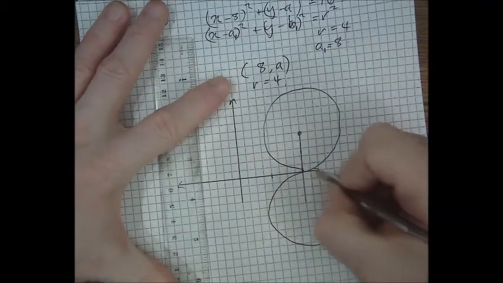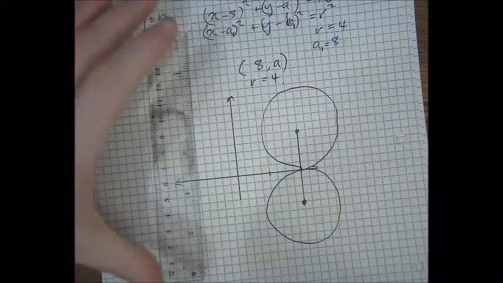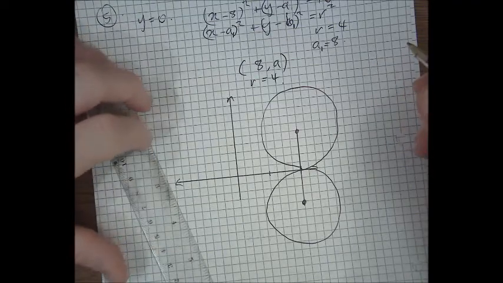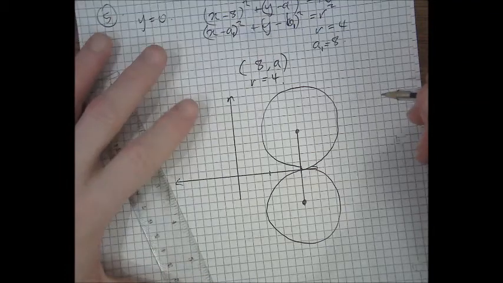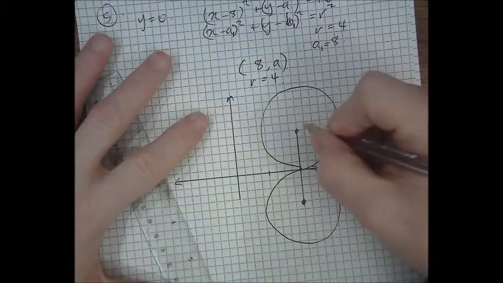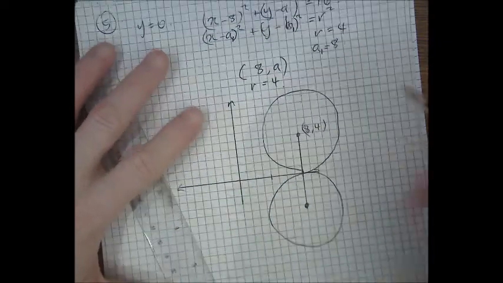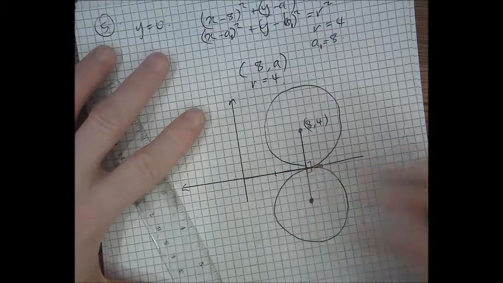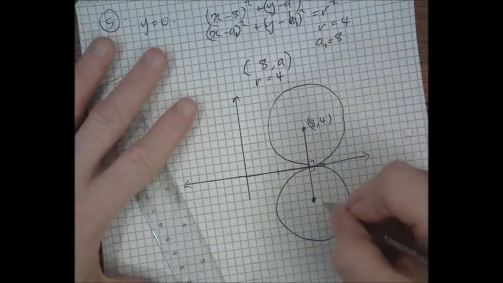And so therefore the center of the circle is either 8, 4, where the radius goes 4 up above the tangent. Remember, this is the tangent, and that's my right angles. Or it could go 4 below the tangent. So therefore a equals 4 or -4.